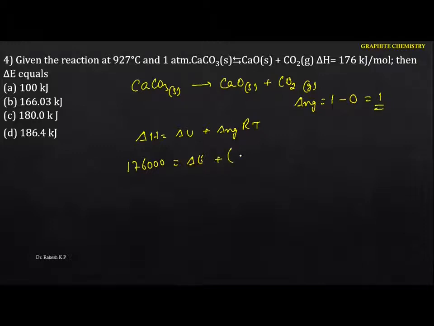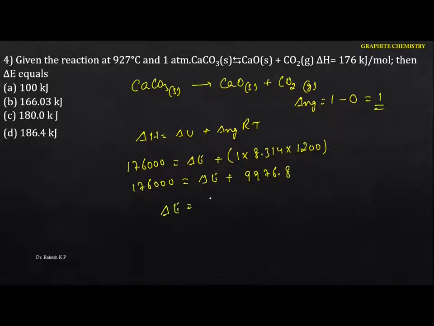So now what is the delta n of g value? That is 1. R value we know is 8.314, and the temperature in terms of Kelvin is 1200. So now I am going to write this value as it is here: 176000 is equal to delta E plus this value, which becomes 9976.8.